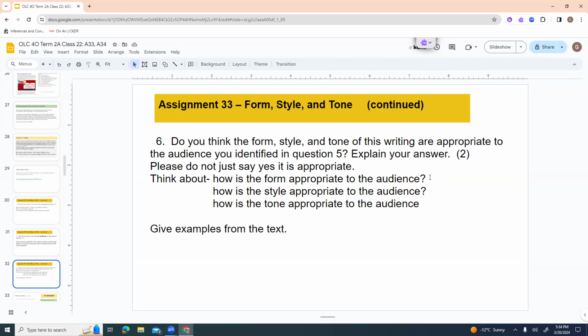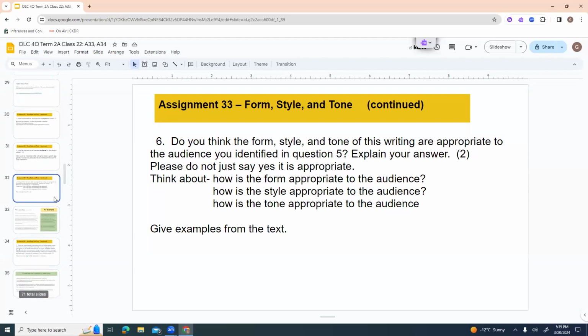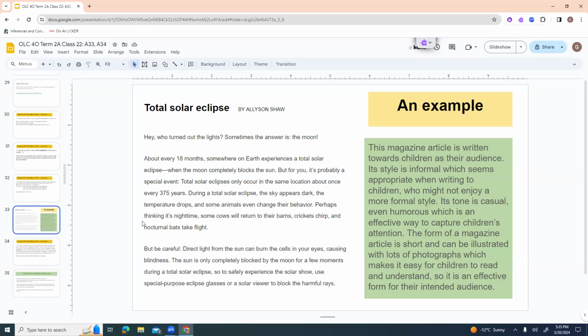So think about, how is the form appropriate to the audience? How is the style appropriate to the audience? How is the tone appropriate to the audience? And give some examples from the text. So I'm going to give you an example from a different type of writing to show you what I mean. So this is a little piece from Junior National Geographic, and it's talking about a solar eclipse.